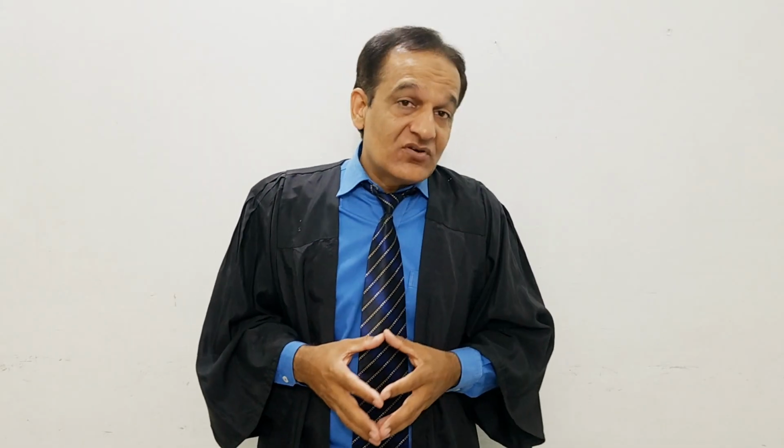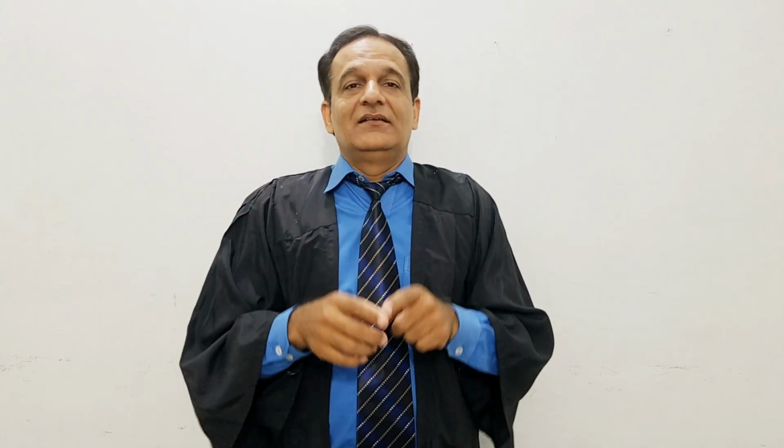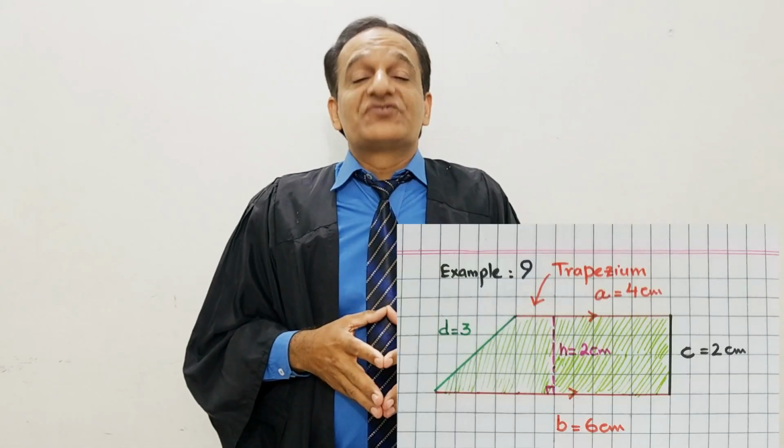In this course, I will teach you about the area and perimeter of all the geometrical shapes. This is a square, this is a rectangle, this is a triangle, this is a circle, half circle, trapezium.